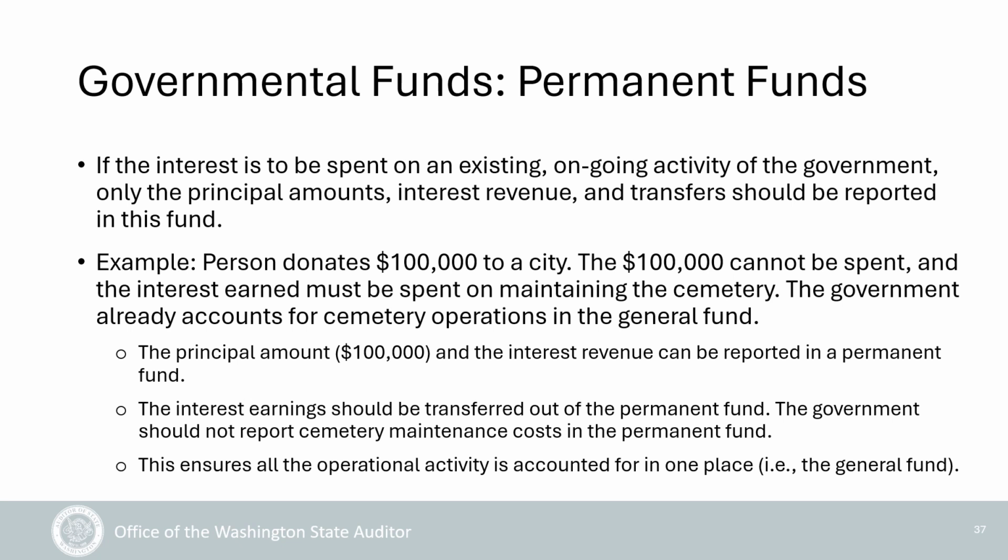The principal amount of $100,000 and the interest revenue would be reported in that permanent fund. Then the interest revenue would be transferred out of the permanent fund and into the general fund. The cemetery maintenance expenditures would also be reported in the general fund. The cemetery expenditures should not be reported in the permanent fund.